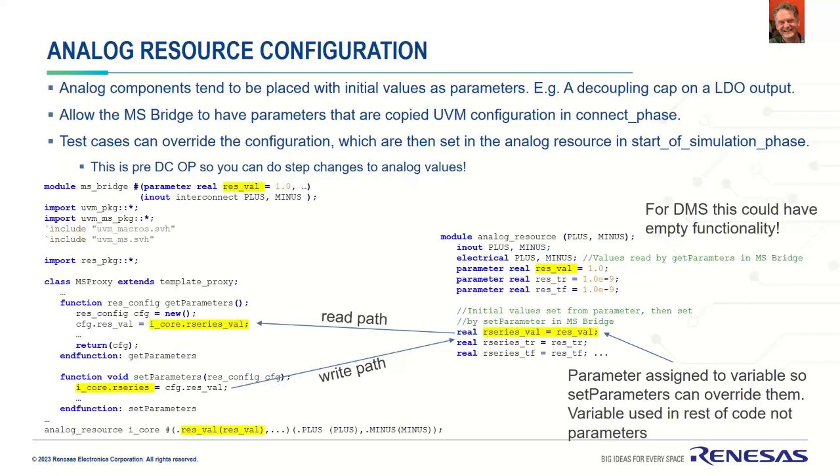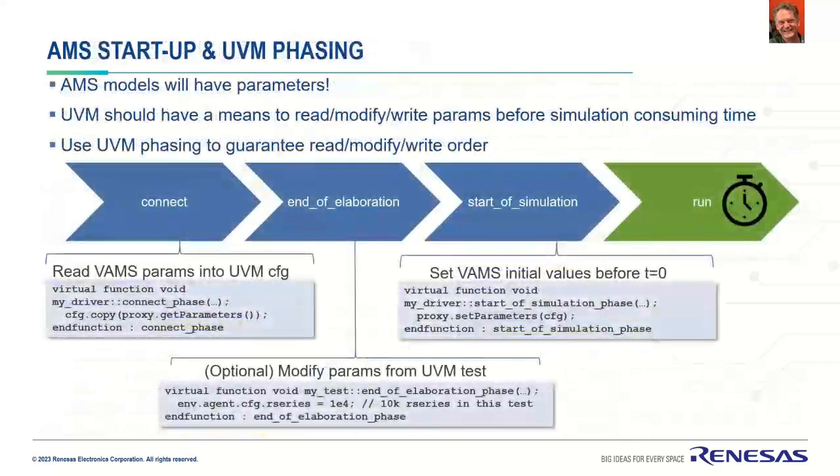So that's showing just a code snippet of what it was going through in the previous slide. Okay, next one. And again, I think this is just going over the same, showing in a clearer fashion what I was talking about there. So again, connect phase, we read the VAMS parameters into the UVM configuration class. This is being done in the connect phase of my driver. So I'm copying into the CFG class the result of calling proxy.get parameters. We have a handle to the proxy in a driver.